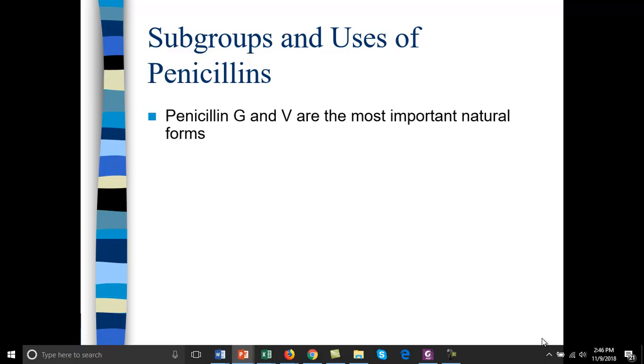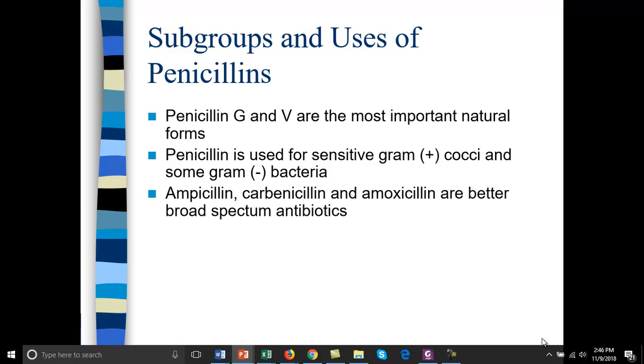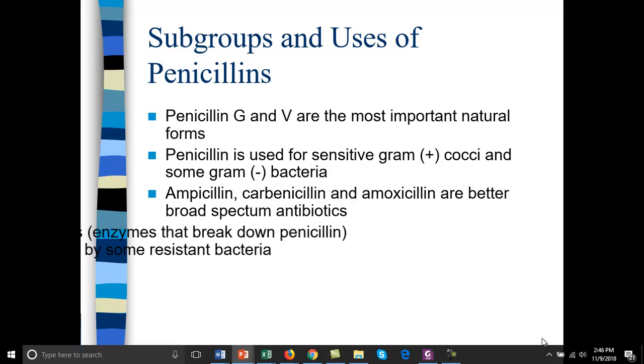Penicillin G and V are the most important natural forms, and these are good for sensitive gram-positive cocci. They will work for some gram-negative bacteria. And ampicillin, carbenicillin, and amoxicillin, you probably have heard these before if you've ever had an ear infection. These are used quite commonly in ear infections, and they're better broad-spectrum antibiotics.